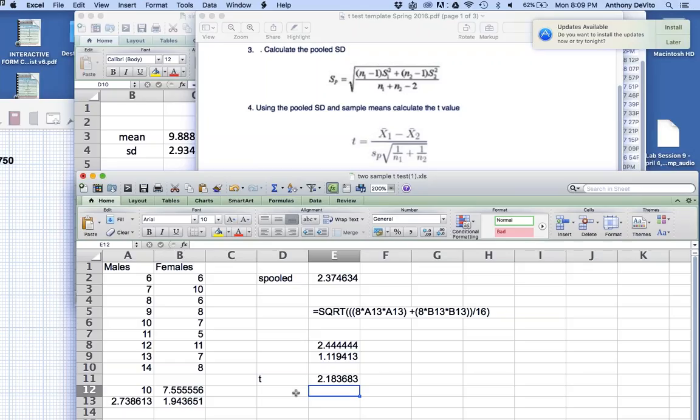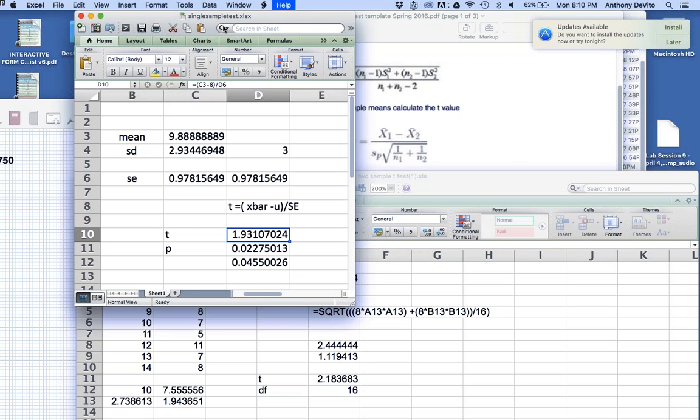What's the degrees of freedom? Degrees of freedom is equal to n1 plus n2 minus 2. 9 plus 9 is 18, minus 2 is 16. 16 degrees of freedom. I'm going to go back to my table.